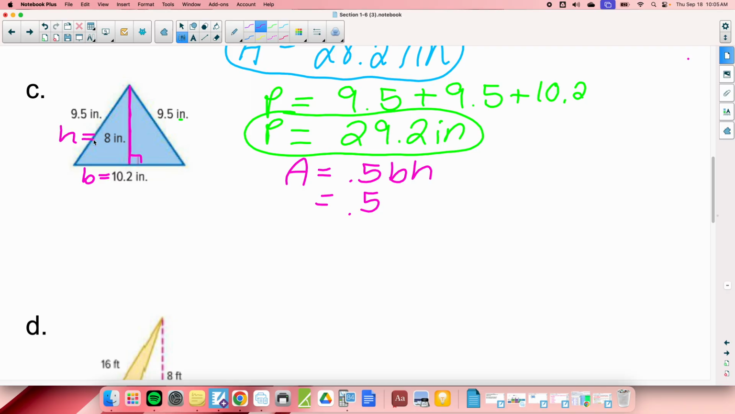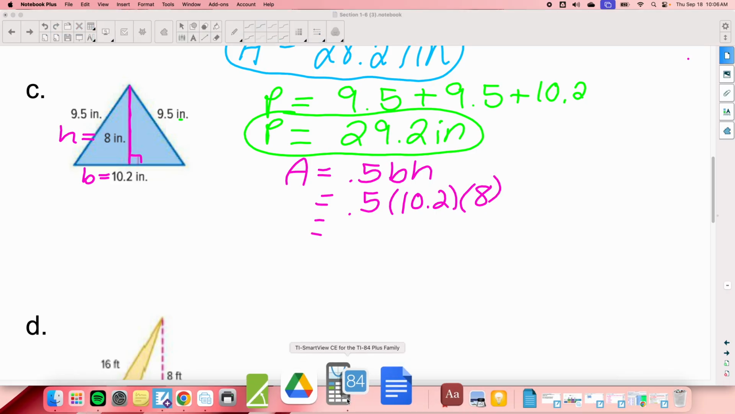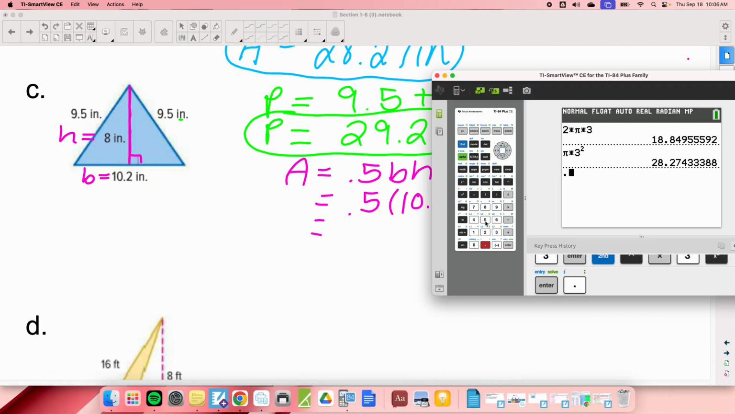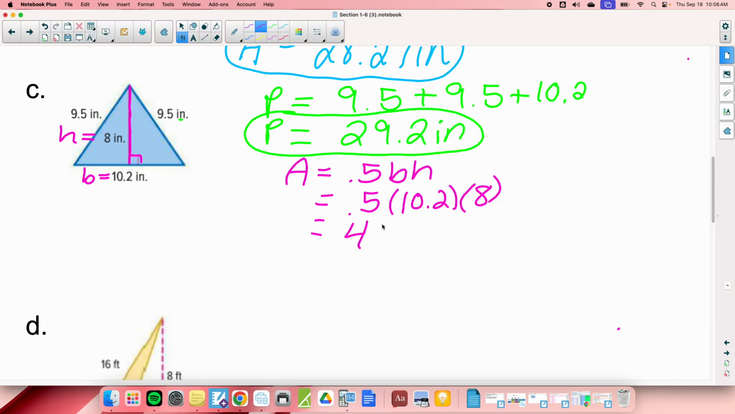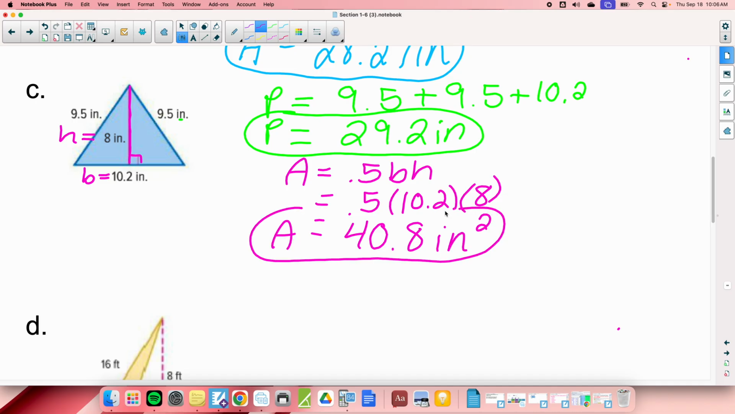All right. So what I do is I'd go 0.5 times 10.2 times the height is 8. Okay. 0.5 times 10.2 times 8. Did you get 40.8? Okay. And that is in square inches because that is area.